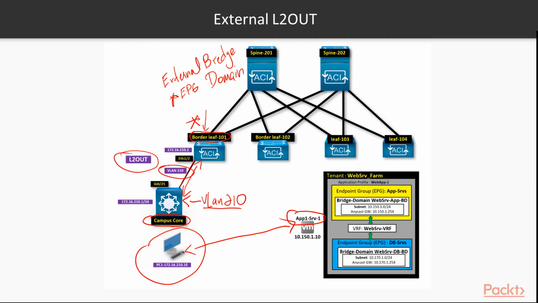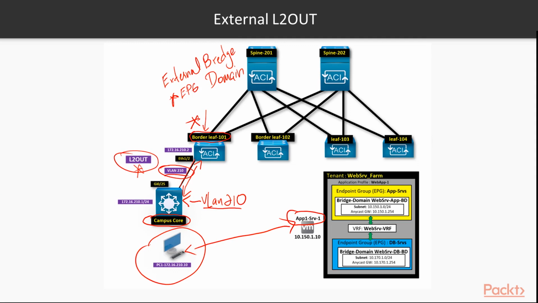In order for us to do that, number one, we have to configure the physical aspect of it. We have to do the fabric access policies. We have to build those interface policy group profiles. We have to do the AEP. We have to do the external bridge domain, which in this case is the L2OUT. We have to do the VLAN pool for this L2OUT, which is going to be VLAN 210. And finally, we attach that to the switch profile.